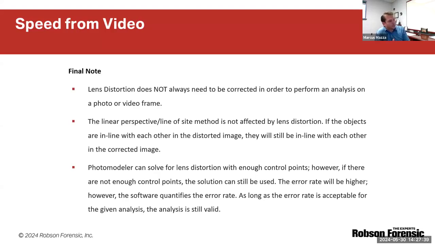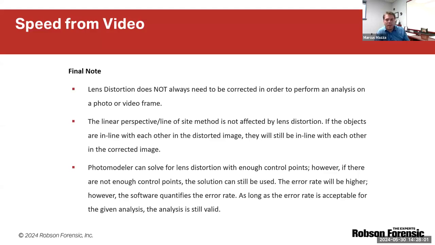In addition, when we do our camera matching with PhotoModeler, in our second case study, PhotoModeler can correct for lens distortion on its own, given enough control points. But again, if we don't have enough control points and it can't correct for that lens distortion, it's simply going to report mathematically a higher error rate.